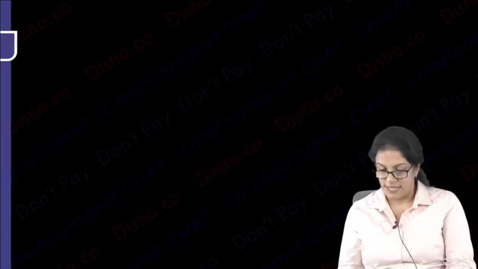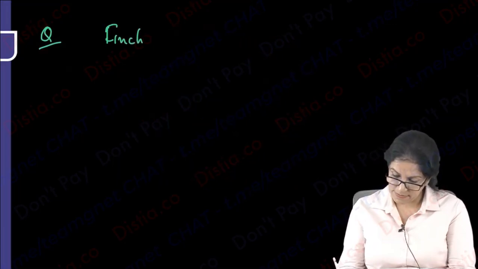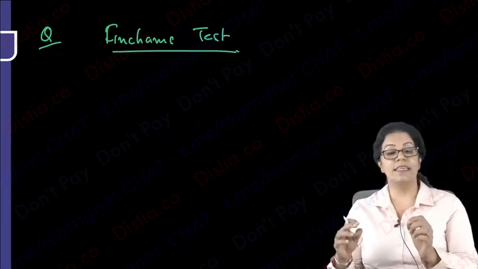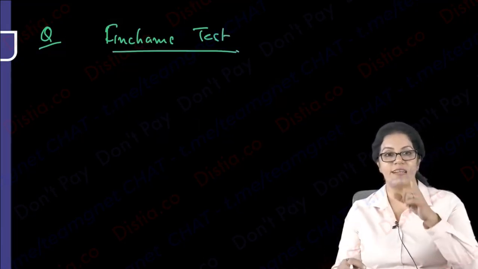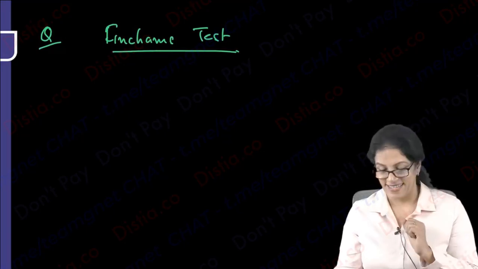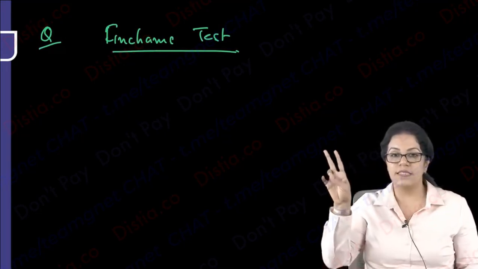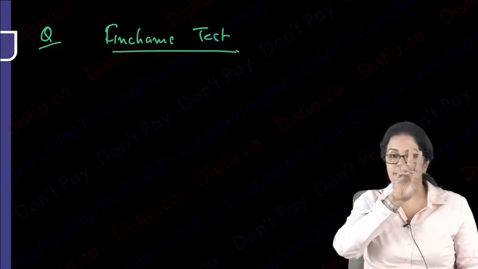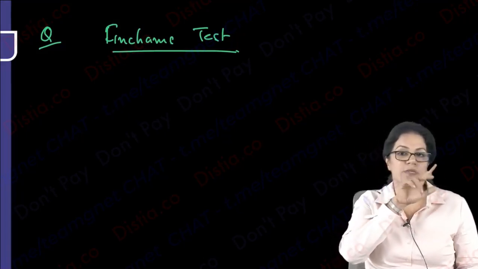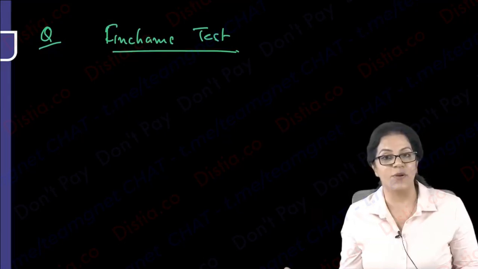Come to another question. They have asked you this, what is Fincham's test? This is a test to differentiate whether the halos are due to acute congestive glaucoma or due to cataract. So what do you do? Suppose I am the patient and I can see the halos. Now you pass a stenopic slit in front of my eyes. Looking through the slit, if the halos are breaking, then it is cataract. If not, it is acute congestive glaucoma.